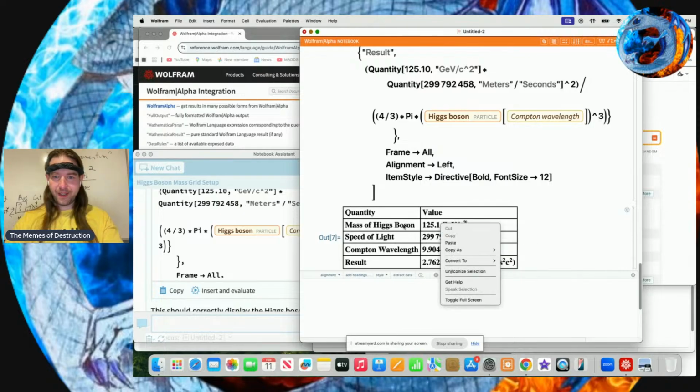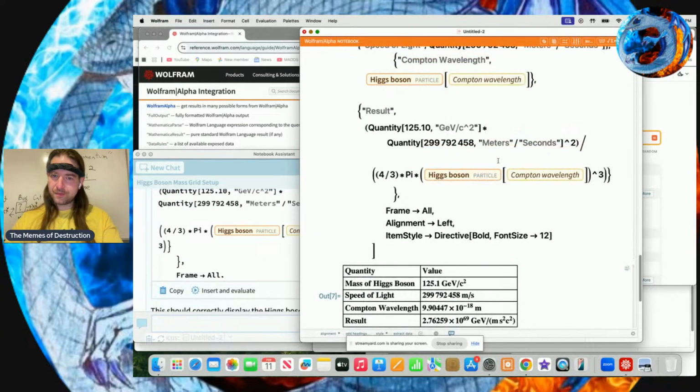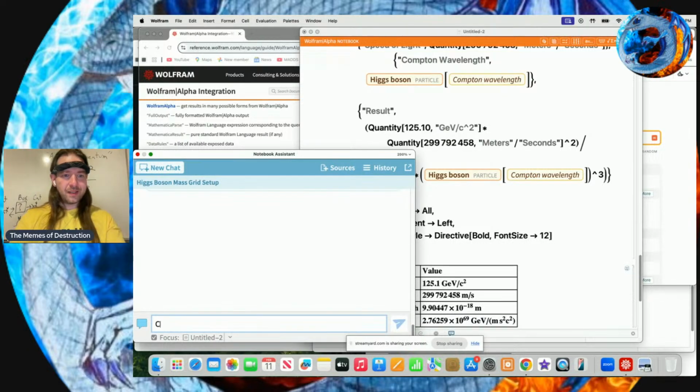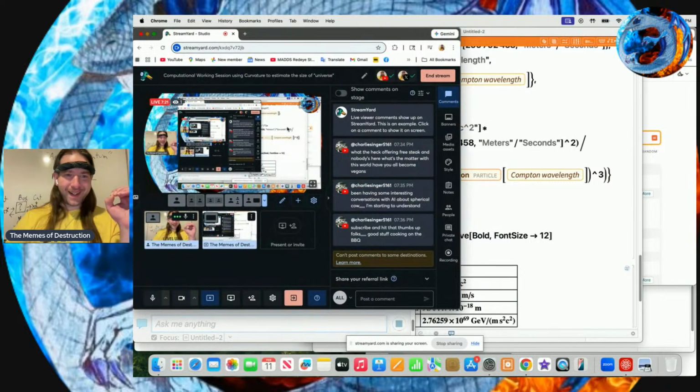Let's see. Convert. Let's see. Star. Higgs particle. Can we please display the full numerical value of the Higgs mass? All right, we're slowly getting through it.